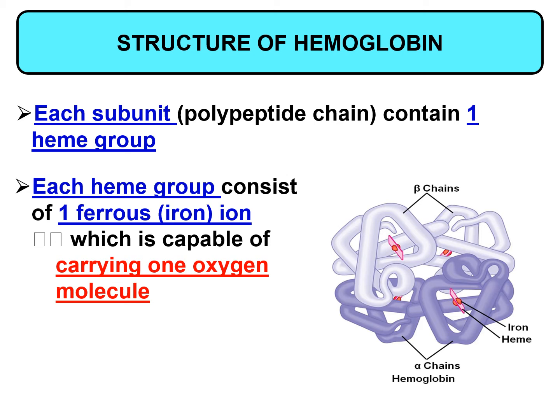Each subunit, each polypeptide, contains one heme group. So each hemoglobin has 4 heme groups, and each heme group has one ferrous ion, which is capable of carrying one oxygen molecule. So one hemoglobin will be able to carry 4 oxygen molecules.